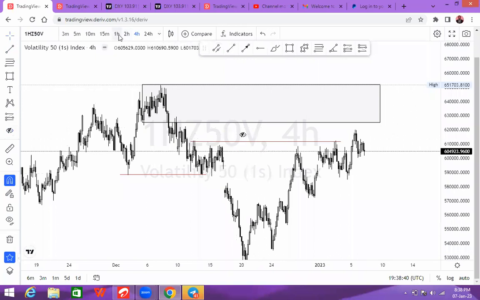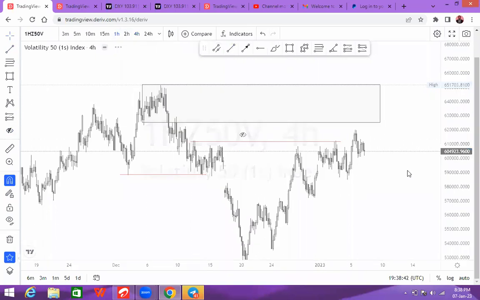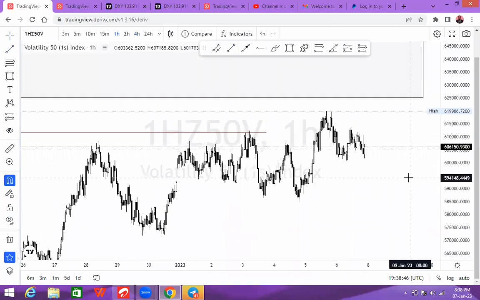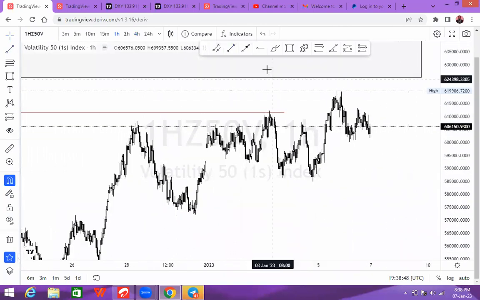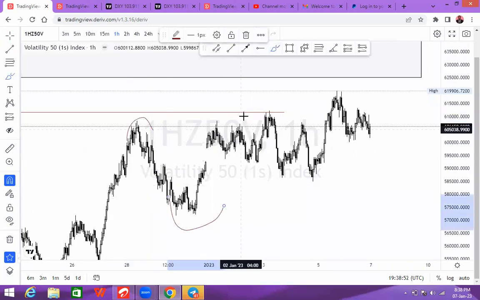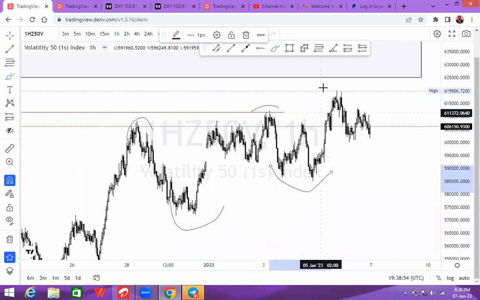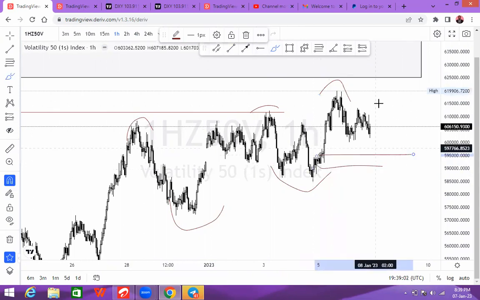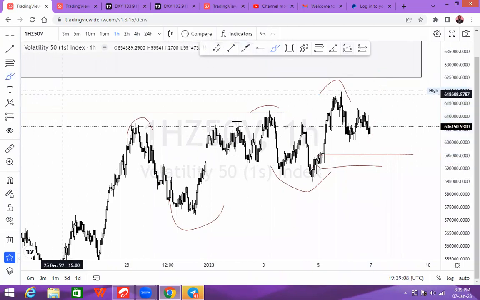If we go to the 1 hour, following structure, we can see structure here on the 1 hour is still bullish. We had all of these: higher high, higher low, higher high. So we're expecting price to come into all of these, and we go higher. We're expecting price to come to all of that.